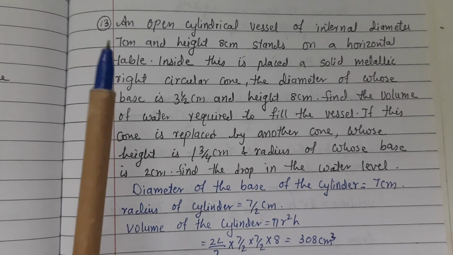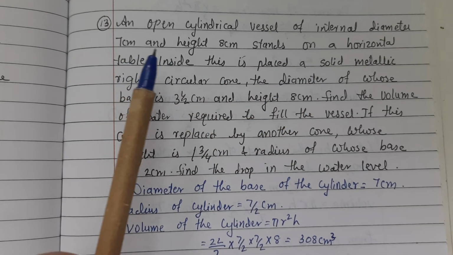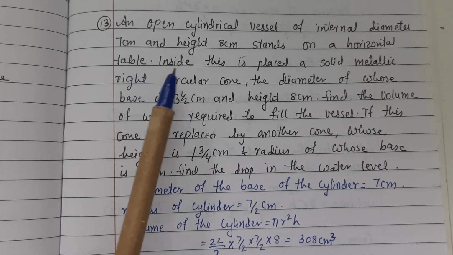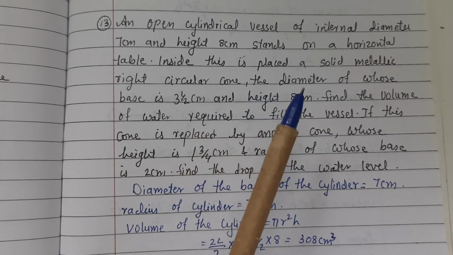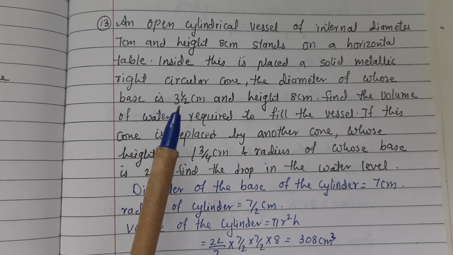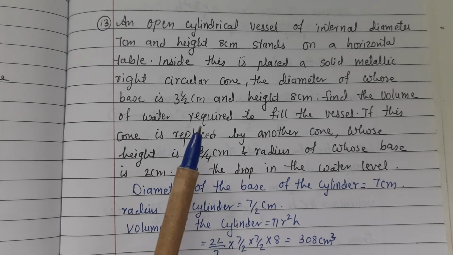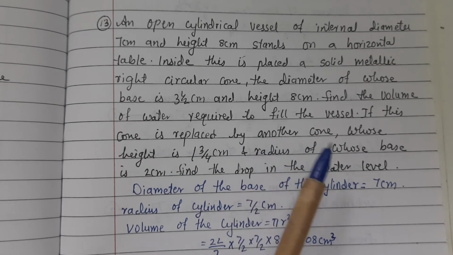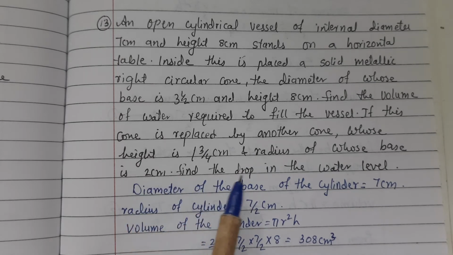Sum number 13. An open cylindrical vessel of internal diameter 7 meter and height 8 meter stands on a horizontal table. Inside this is placed a solid metallic right circular cone, the diameter of whose base is 3.5 centimeter and height 8 centimeter. Find the volume of water required to fill the vessel if this cone is replaced by another cone whose height is 1/3 centimeter and radius of whose base is 2 centimeter. Find the drop of the water level.